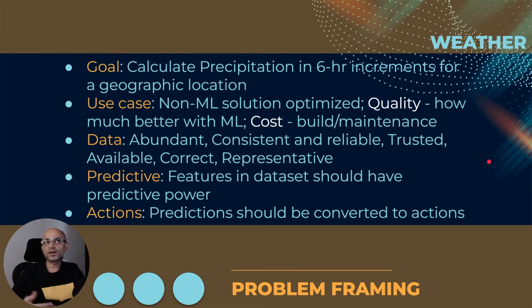It should be abundant, consistent, reliable, trusted, available, correct, and representative. And the features of the data set that you can identify should have predictive power for the output. And there should also be actions that you can take based on the predictions, otherwise your ML solution is useless.